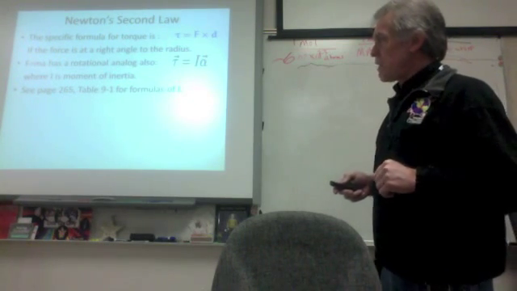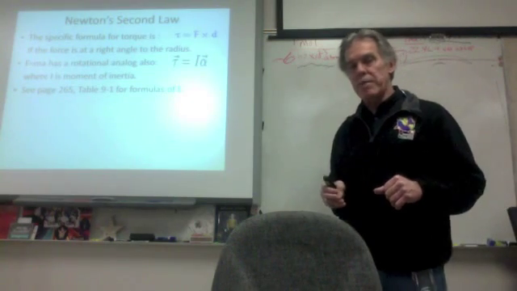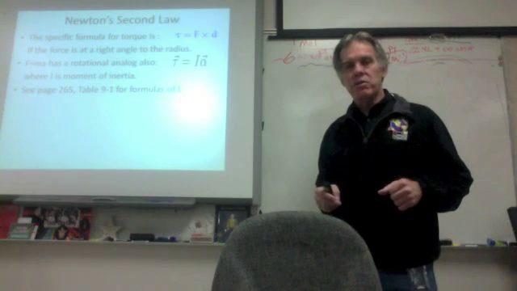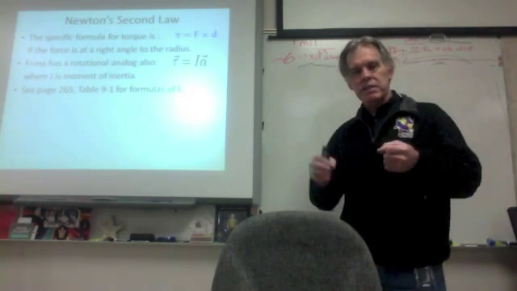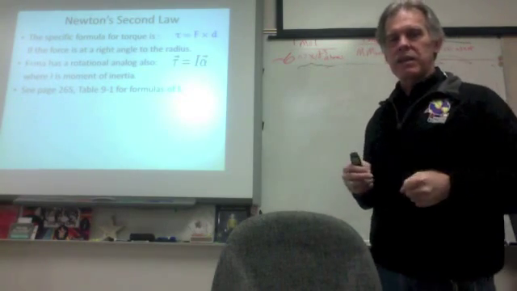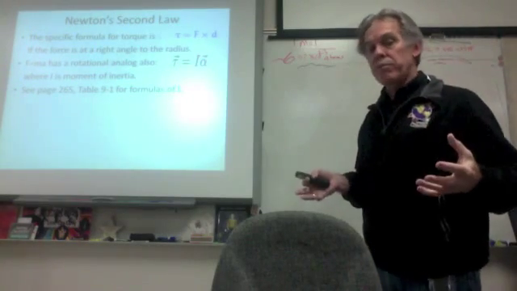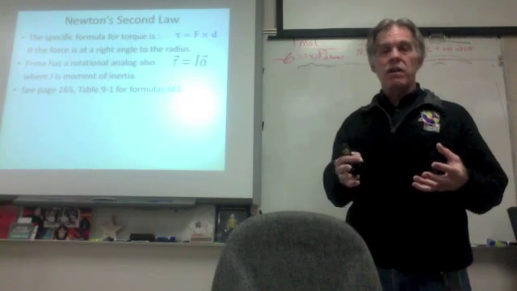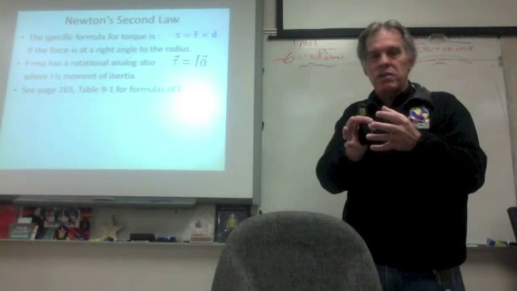On page 265, table 9.1, there's a table of the different shapes, and these are the formulas that you use to solve for I, which is moment of inertia. If you want to get a feel for what moment of inertia is, spin a bicycle wheel and hold on to the axle. That will give you a feel for moment of inertia. Different shapes have different moments of inertia, because if you have a lot of mass on the outside, that's different than if you have a lot of mass on the inside.